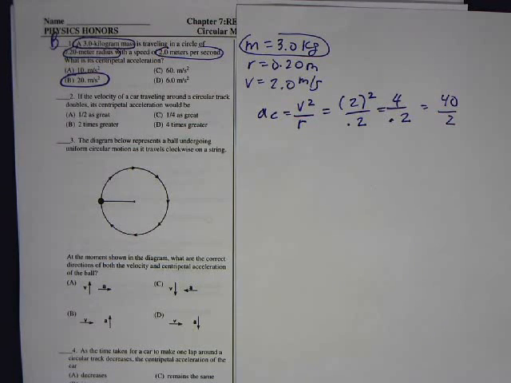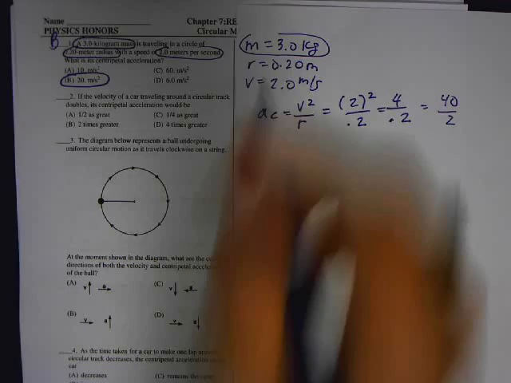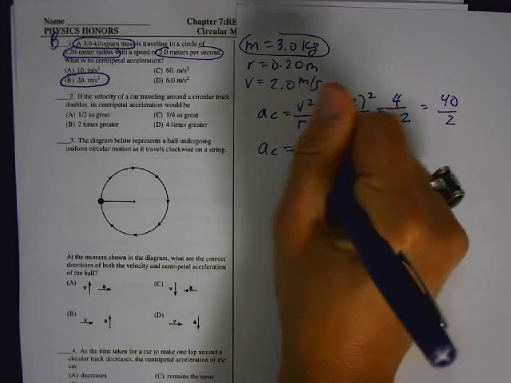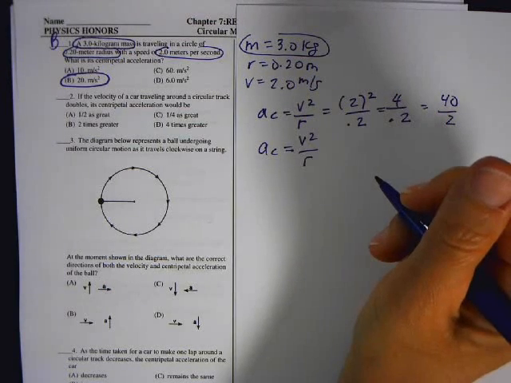If the velocity of a car traveling around a circular track doubles, its centripetal acceleration... So I'm talking about centripetal acceleration. This is a standard type of question that they ask on a test like the SAT-2 in physics, a standardized test. They just want to see, do you know how to manipulate an equation? So for number 2, we know the centripetal acceleration is v squared over r. And then it says what happens to the velocity.